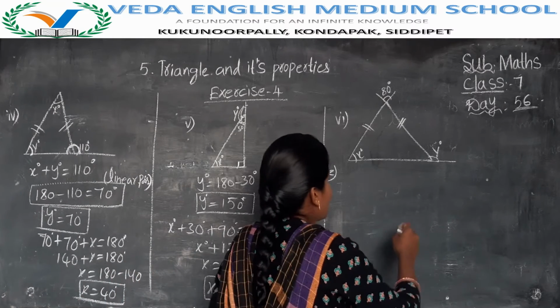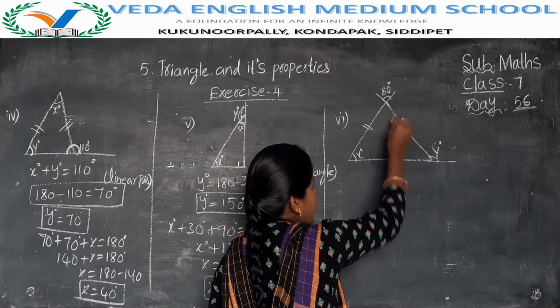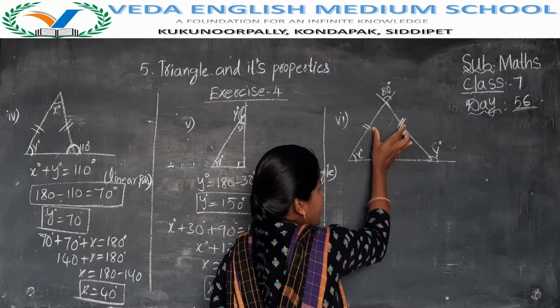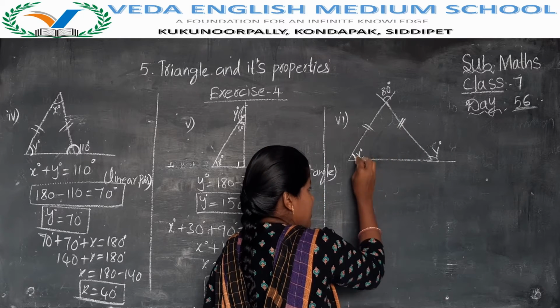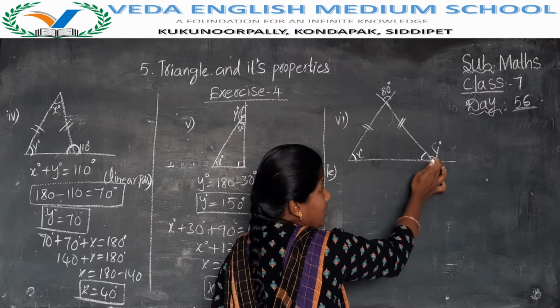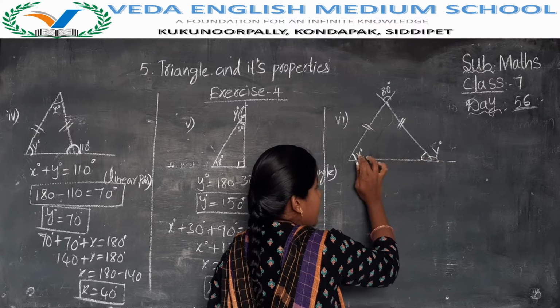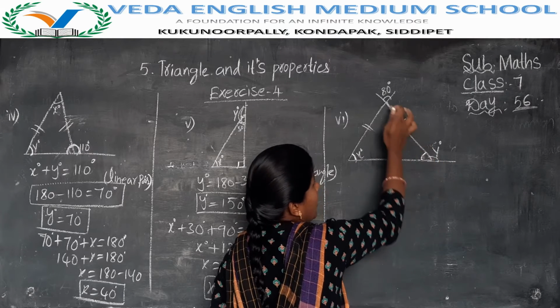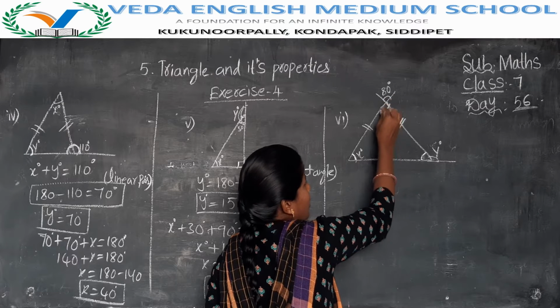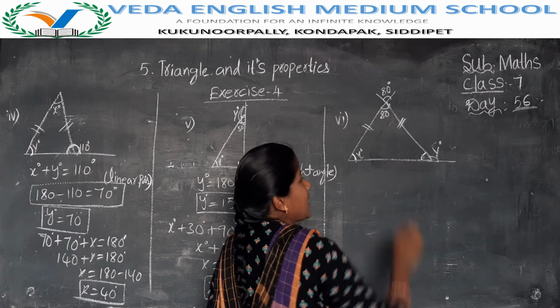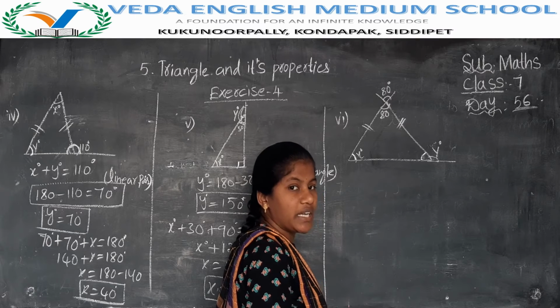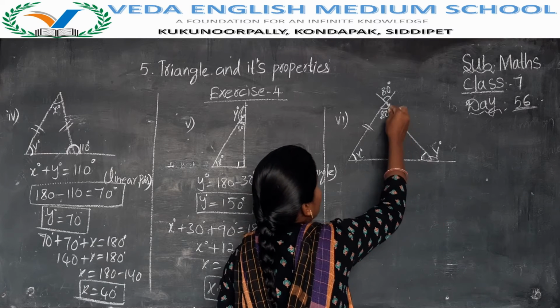Last, sixth question. These two lines are saying that these two angles are equal, not this angle. If this is x, then this also is x. Now see here, we will get 80 degrees. Why? Because vertically opposite angles are equal. Vertically opposite angles are equal, so this becomes 80 degrees.